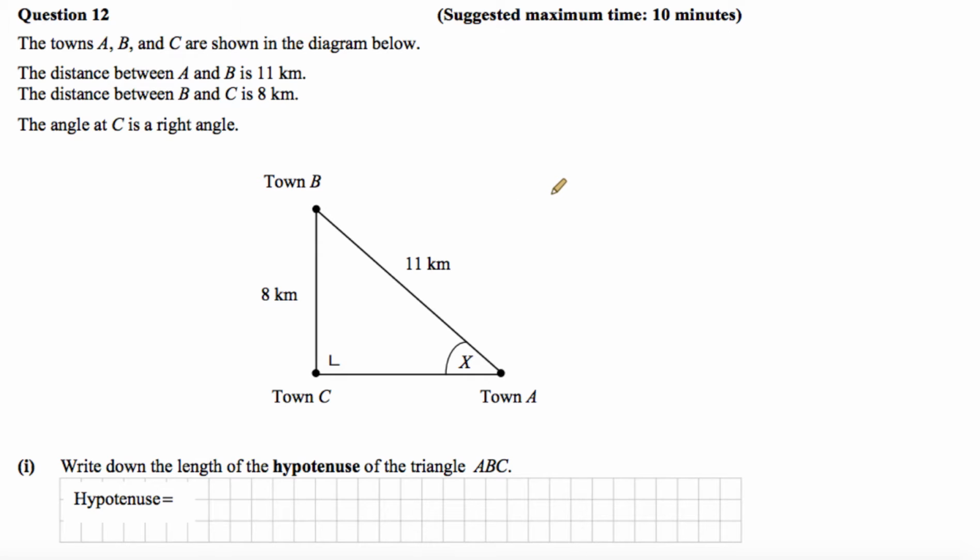Part 1 says write down the length of the hypotenuse of the triangle ABC. Well, the hypotenuse will be the longest side, and it will also be the side that's directly across from the right angle. So this is our hypotenuse here.